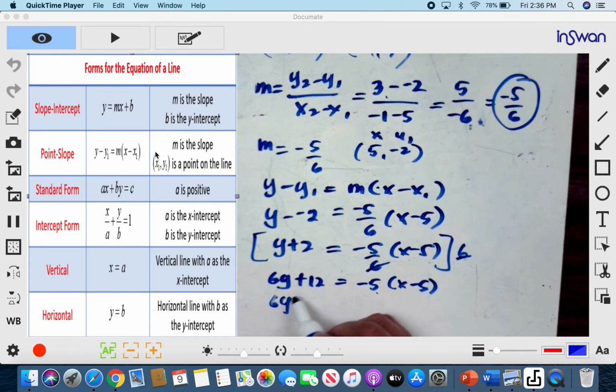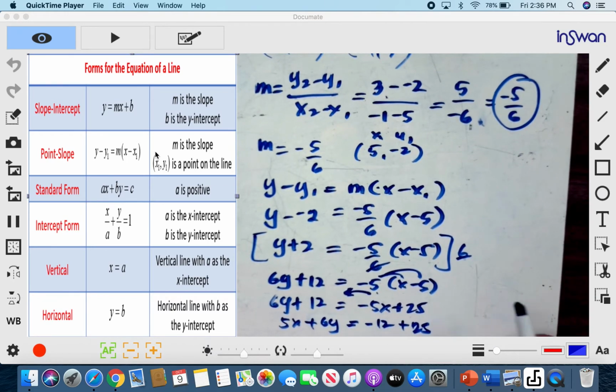So you have 6y plus 12 equals -5x. Okay, distribute properly. It's positive 25 because negative times negative is positive. So you have now your x should remain positive. Therefore, we need to move it here and we need to move 12 on the other side. So it now becomes 5x plus 6y is equal to -12 plus 25. Okay, making our standard form to be 5x plus 6y is equal to 13.